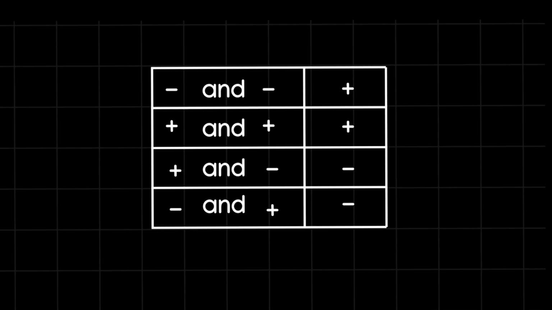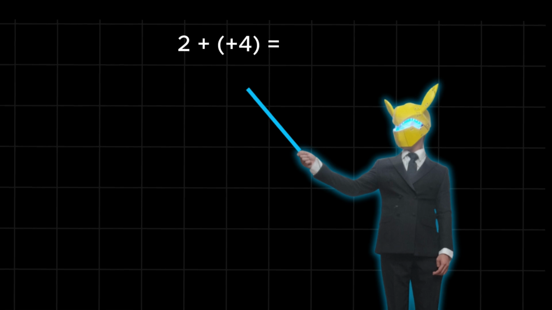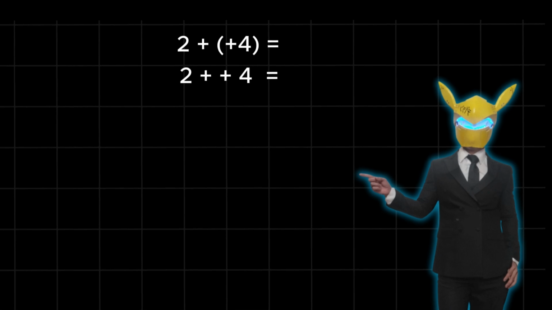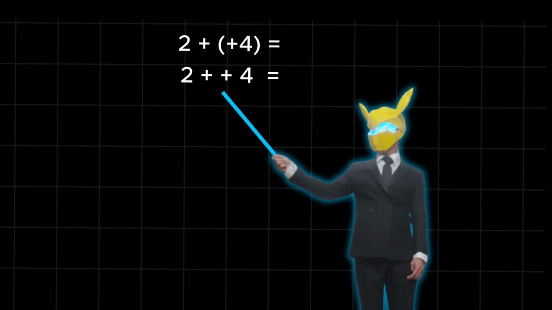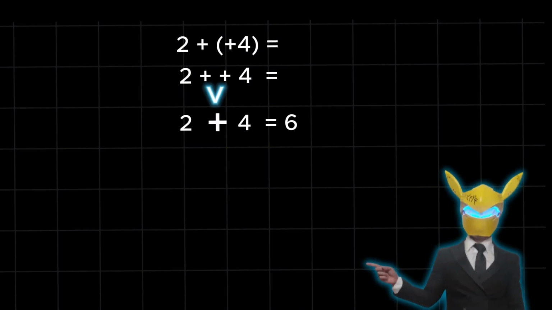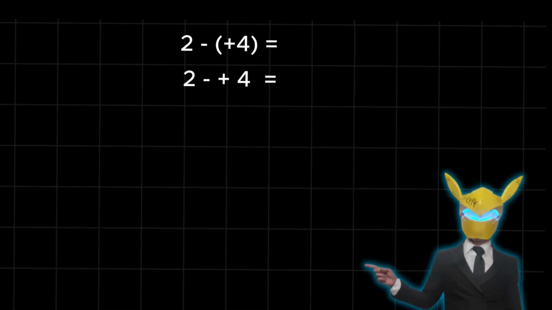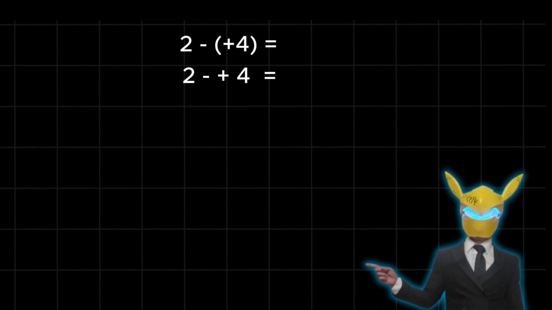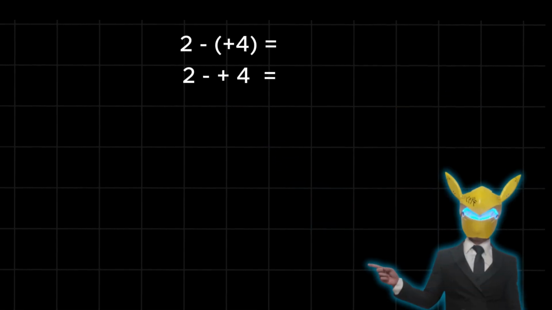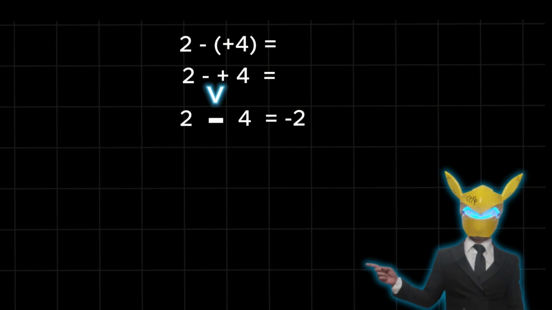There are 4 rules to remember, so 2 more to go. 2 plus 4 in brackets. Let's simplify this to the next line, 2 plus 4. We have a plus and a plus next to one another, and that gives us a plus. So 2 plus 4 equals 6. 2 minus plus 4, simplify it to the next line. 2 minus plus 4, we have a minus and a plus next to each other, and that gives us a minus. So 2 minus 4 equals minus 2.